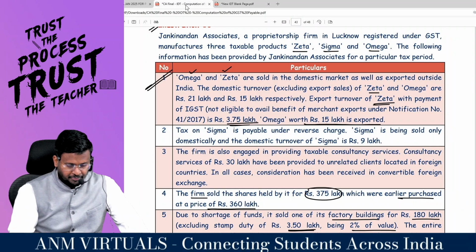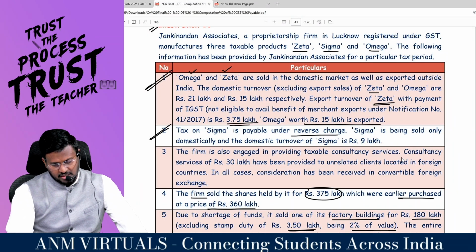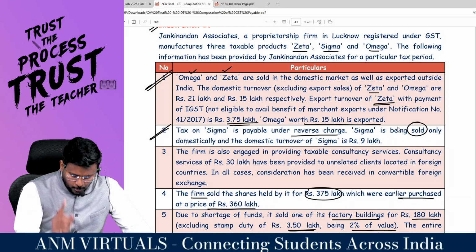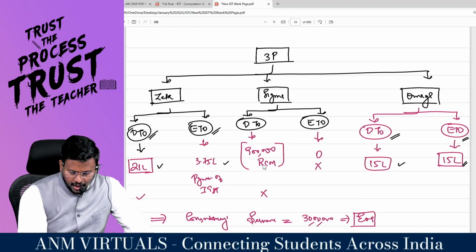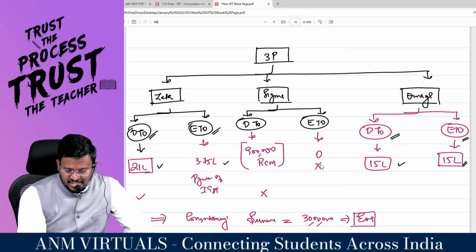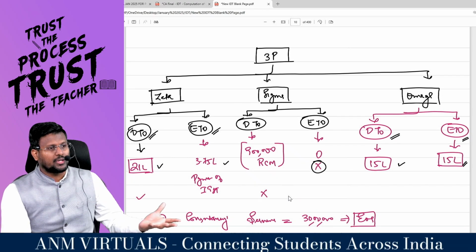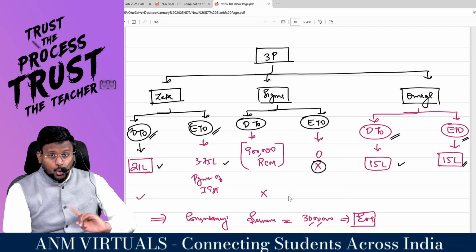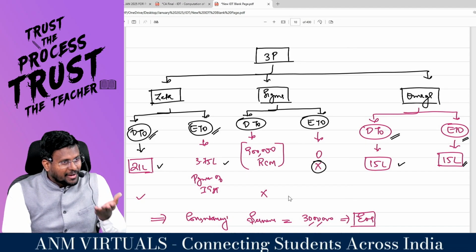Shall I proceed further? Tax on Sigma is payable under what charge? Reverse charge. Sigma is being sold only domestically, and domestic turnover of Sigma is 9 lakh. Sigma only domestic turnover 9 lakh RCM, there is no export turnover. So no need to collect the output tax by ourselves because the recipient will pay tax at RCM. You don't pay tax at RCM. Whenever you are hearing RCM, don't pay RCM.